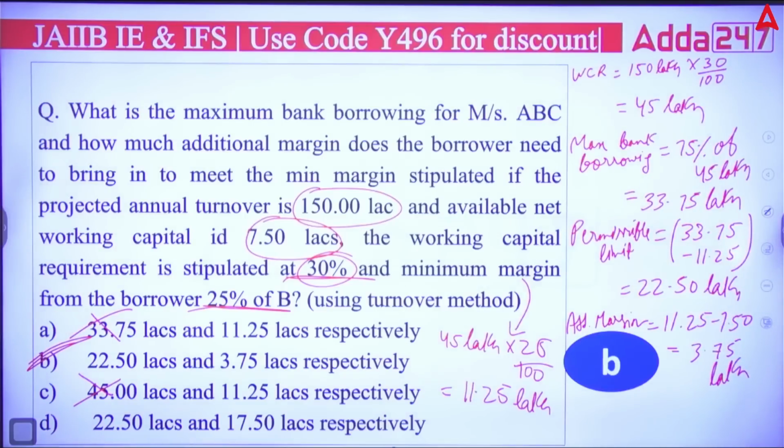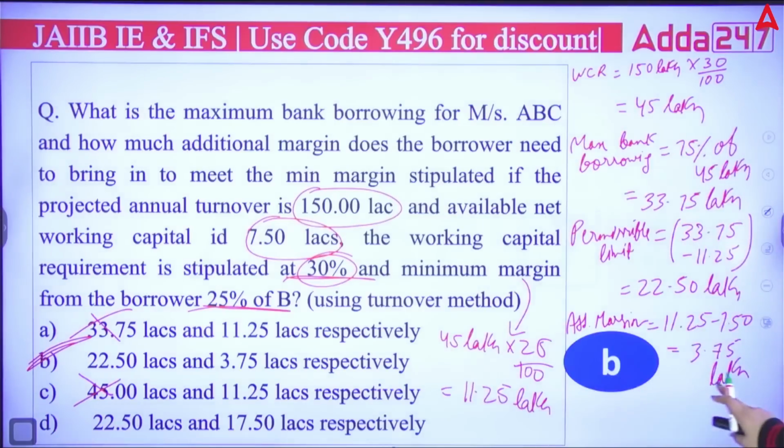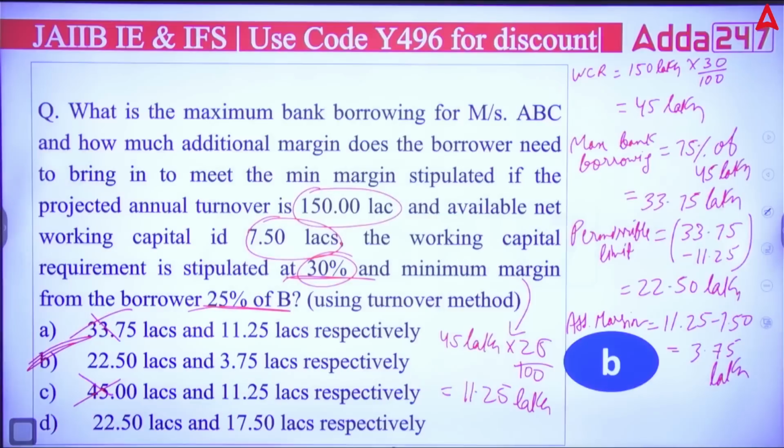Clear? Now, the additional margin that you require: you already have 7.50, and you need 11.25 lakh from the borrower. So you subtract the value of available net working capital, and you get 3.75 lakh. That's the additional margin you require from the borrower. So the right answer will be B. Permissible limit is 22.50 and the margin money will be 3.75 lakh.